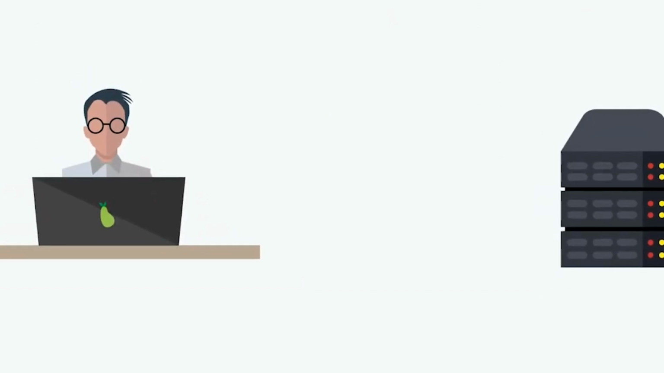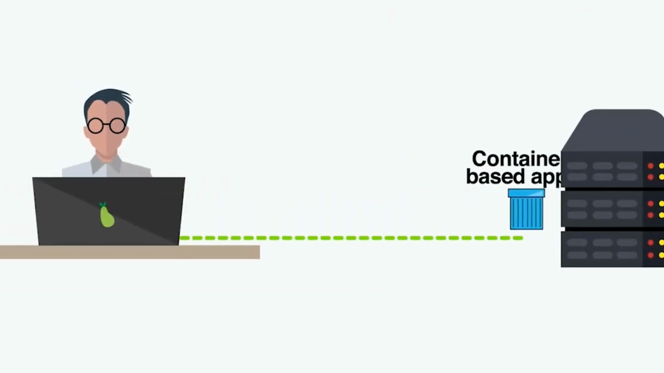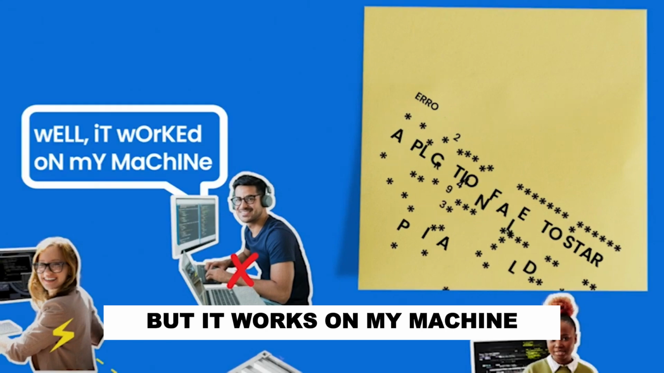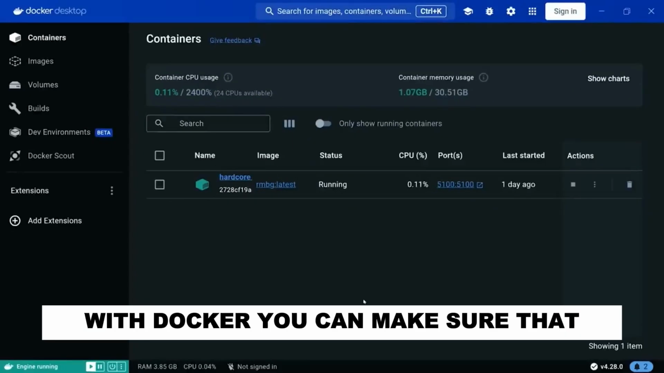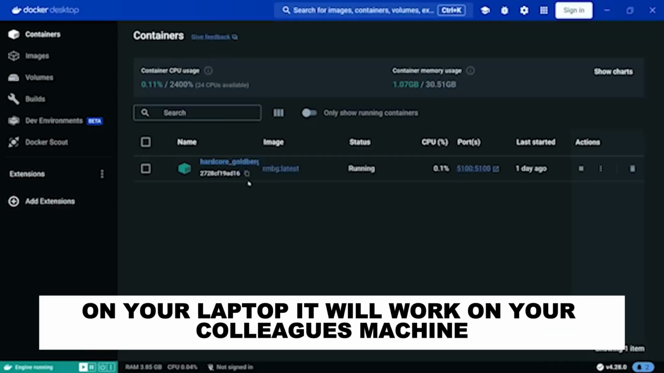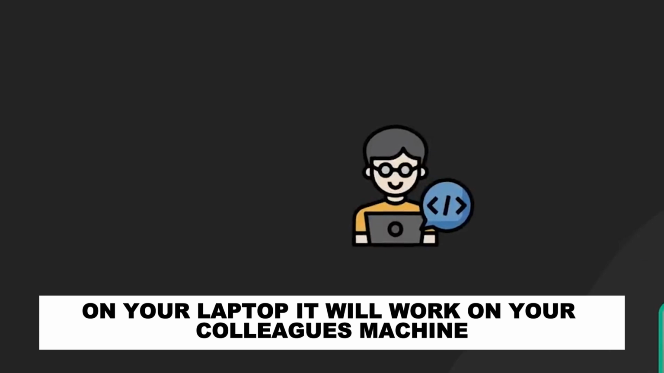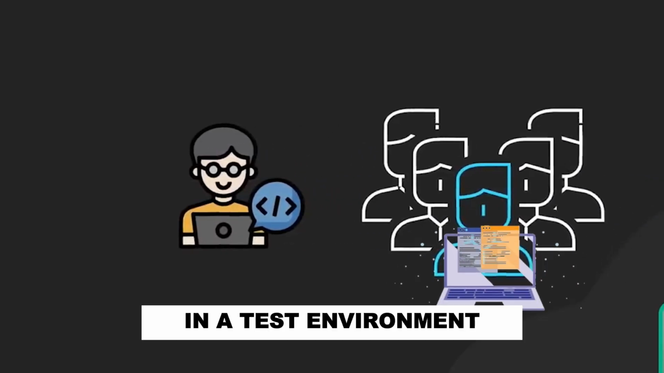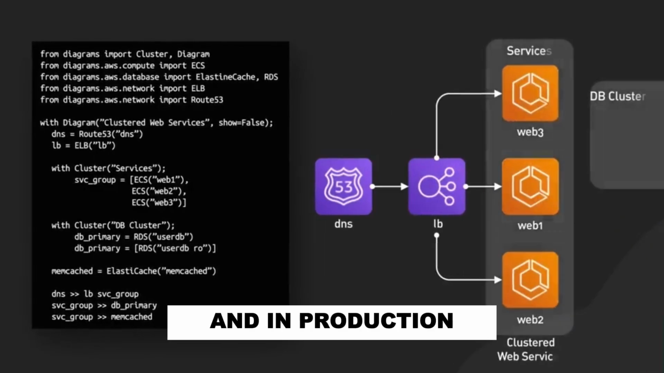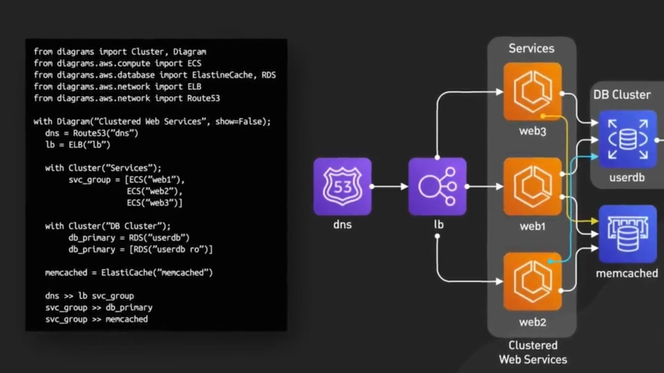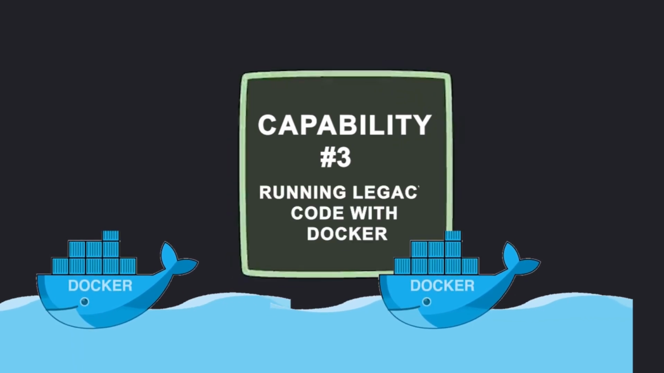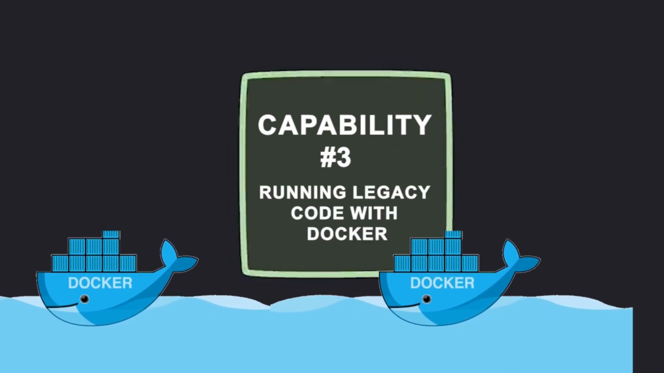This technology has been revolutionary for developers because it solves the age-old problem of, "but it works on my machine." With Docker, you can make sure that if your application works in a container on your laptop, it will work on your colleague's machine, in a test environment, and in production without any surprises. Now onto the exciting part that you've been waiting for, the top 3 capabilities. Starting with capability number 3, running legacy code with Docker.